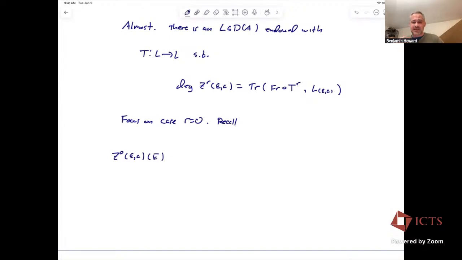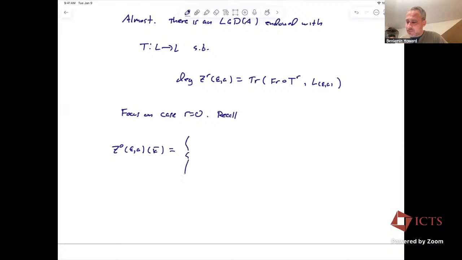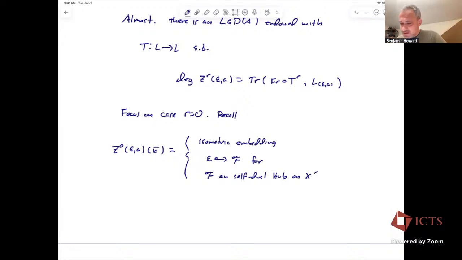what are the k-bar points of our special cycle? Well, they are just isometric embeddings E into F, where F is a self-dual Hermitian vector bundle on X prime, base changed to k-bar, of rank n, the same rank as E. So we're just counting the number of ways to start from E, which is already non-degenerate, and just enlarge it to something self-dual.